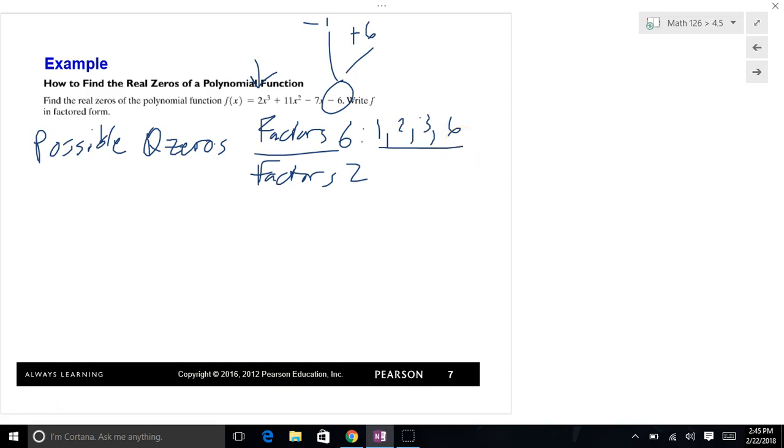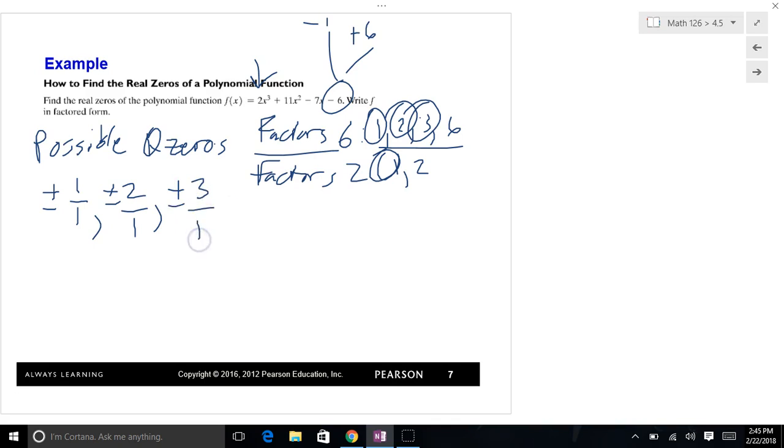Factors of 2 are of course 1 and 2, both positive 1 times positive 2, negative 1 times negative 2. So we're going to have plus minuses on all these. We're going to take factors of 6 over the factors of 2 each time. So for instance, plus minus the 1 over the 1, plus minus the 2 over the 1, plus minus 3 over 1. These are all possible zeros. Plus minus 6 over 1.